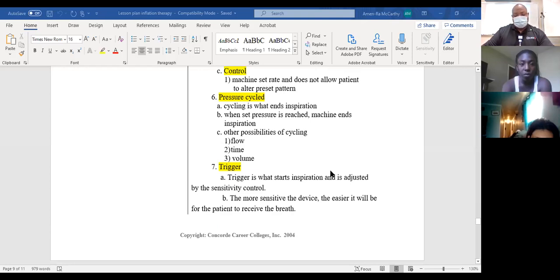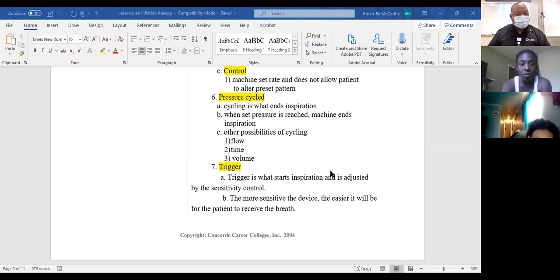Now, as we talked about, the cycle and trigger. Trigger means to get the breath. Cycle means the breath will stop, okay? So pressure cycle, all right? Cycle means whatever ends it, okay? Most machines are pressure cycle, all right? When the pressure is met, it will stop, right? If it's flow cycle, then when the flow is reached, the machine will stop, okay? If it's time cycled, when the time that you set is reached, the machine will stop, okay?